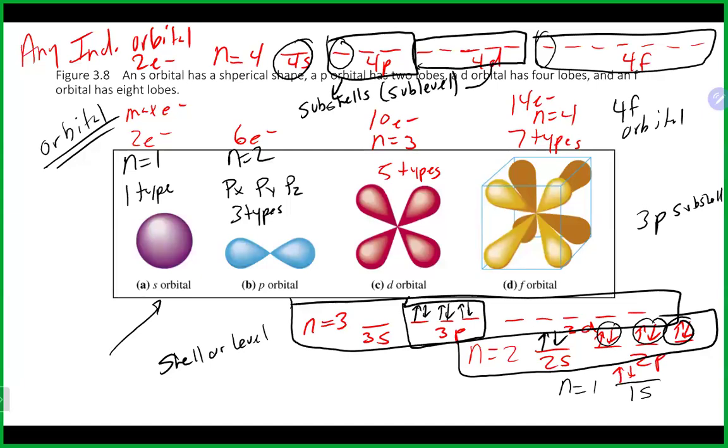So again, any orbital, no matter where it is, holds 2 electrons. A subshell, or sublevel, is usually a grouping of orbitals together, like in the p, d, or f. And obviously a level is everybody on that level. Any questions on that?